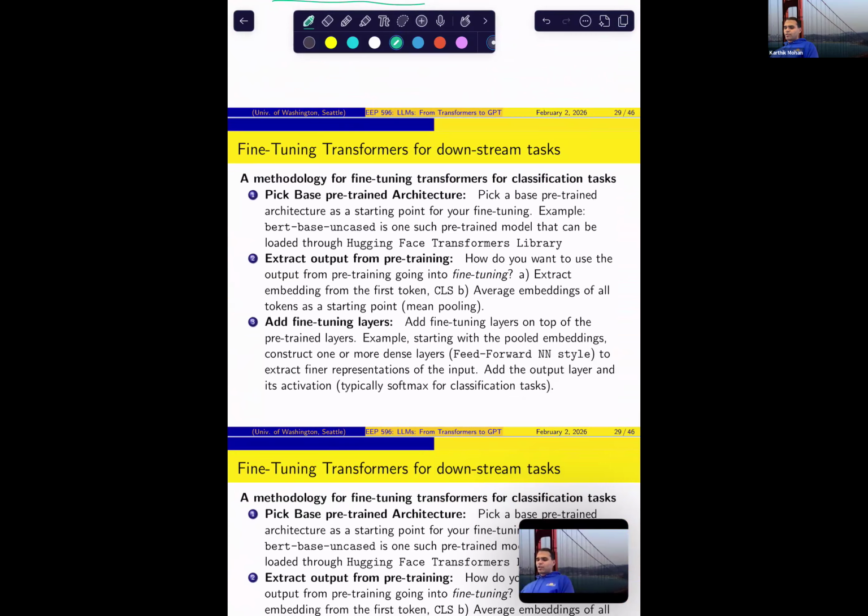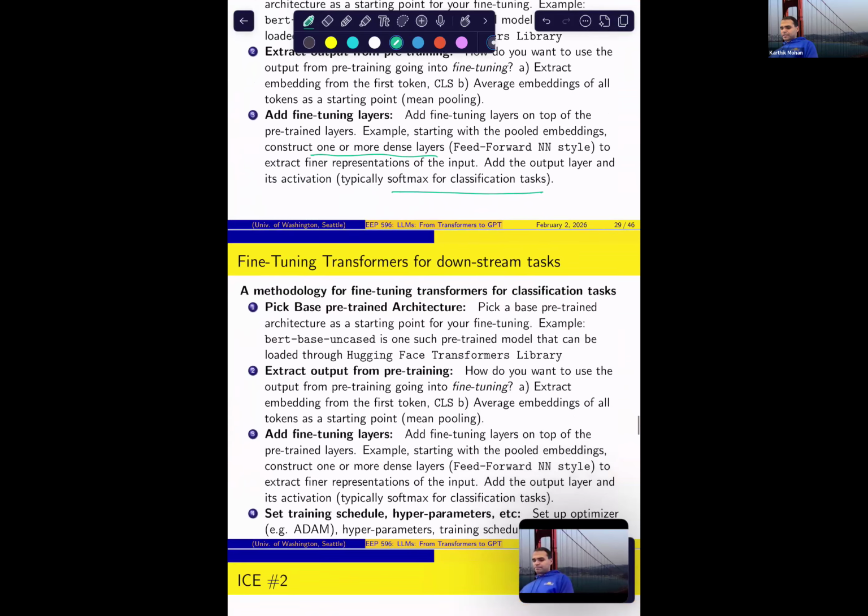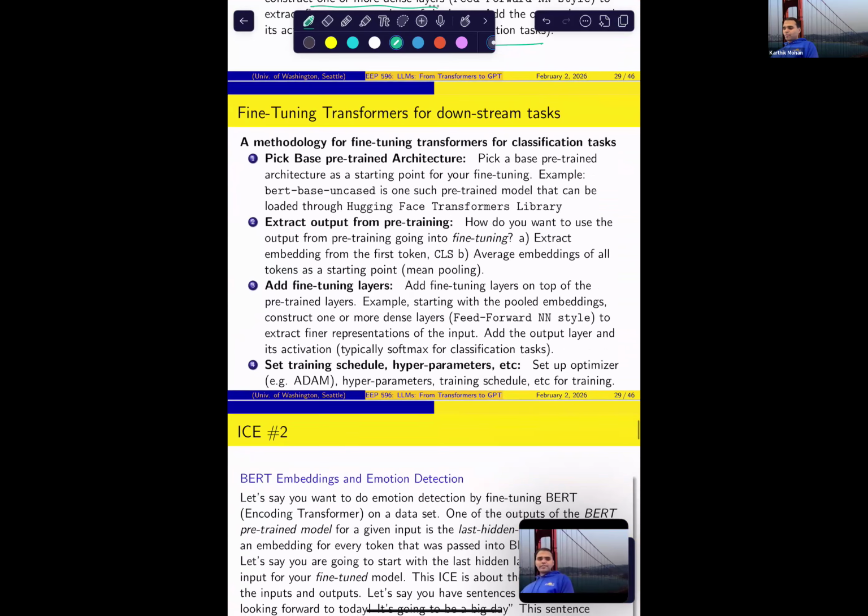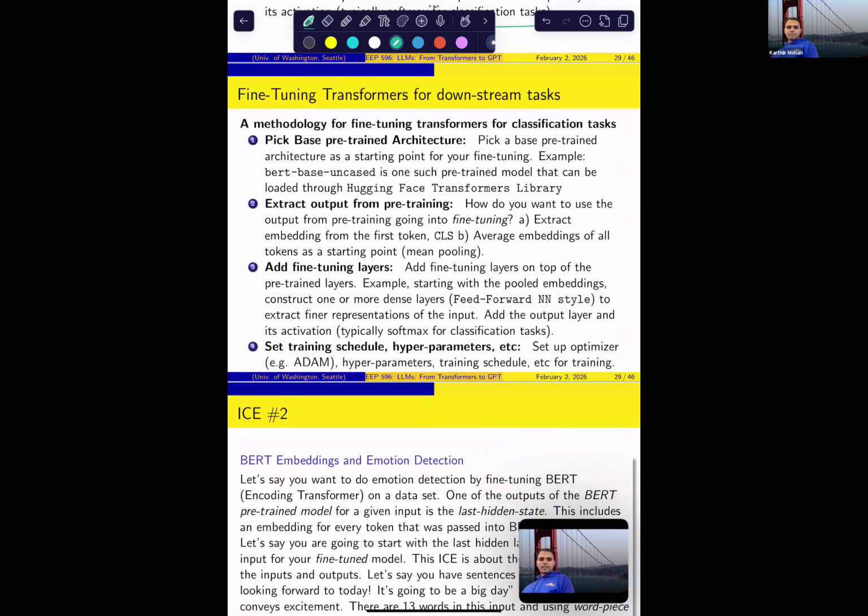Typically you add one or more dense layers with some nonlinear activation function, and have softmax at the very end so that you can get some classification, right? And then you can also set up some optimizers like Adam, hyperparameters, training schedule, etc. for training. So hopefully you guys got to do this. We're just covering the theory behind it. And something similar will come up with decoding transformers as well.